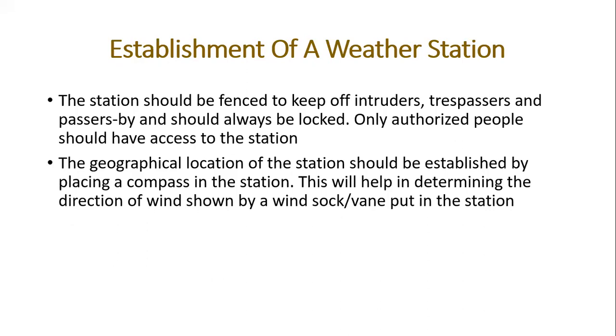Now, the other one is that the station should be placed to keep off intruders, trespassers, and passers-by, and it should always be locked so that only authorized people have access to the station. And the last one is that the geographical location of the station should be established by placing a compass in the station. This is done so as to help in determining the direction of wind shown by a windsock or vane that is put in the station.